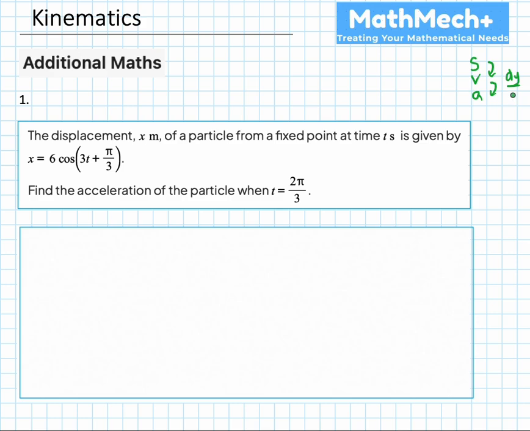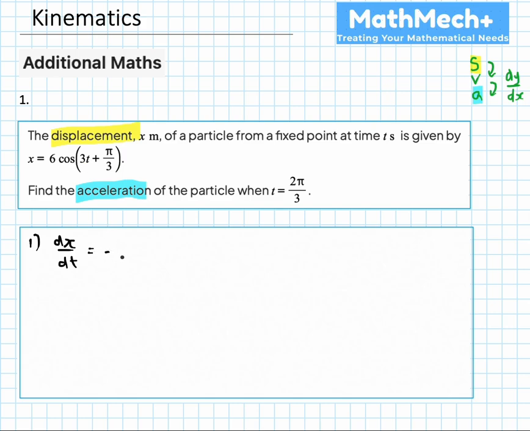On screen, you can see me writing down SVA. So that's displacement, velocity, and acceleration. And in that direction, you'll be differentiating. So we're given a displacement of a particle given by that function there with 6 cosine. And we have to find the acceleration. So we're going from SV to A.